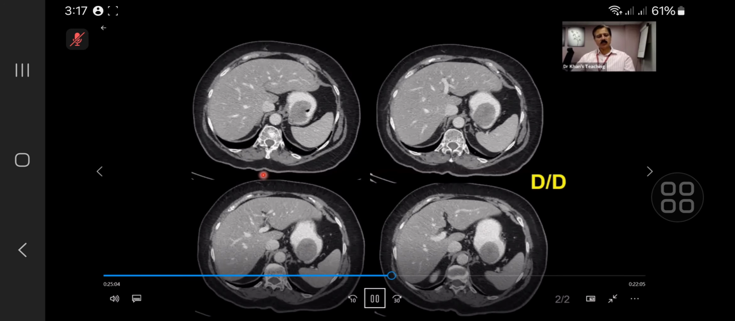So I can't make out any of the rugal folds, but it's all contrast opacified. In the region of the fundus, there looks like there might be a rounded filling defect. Excellent. So this is the CT scan of that. What is your differential? This is for differential, nothing more than that.